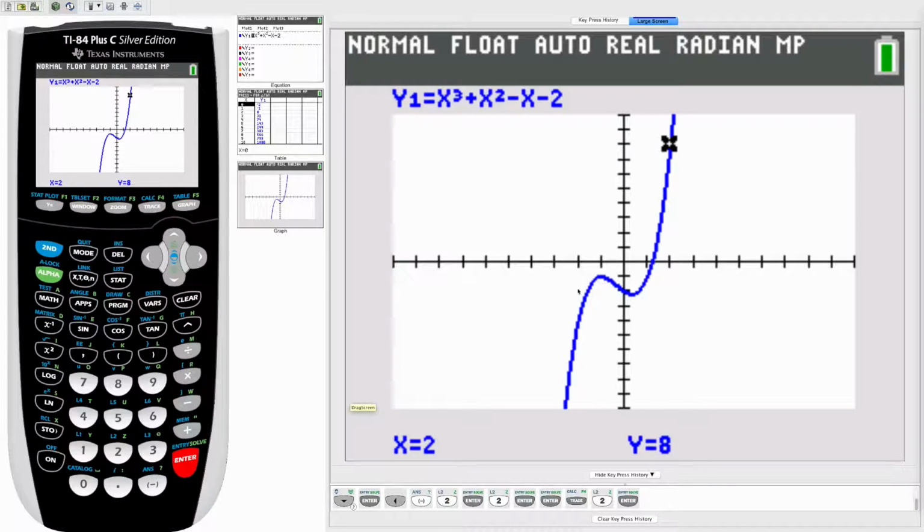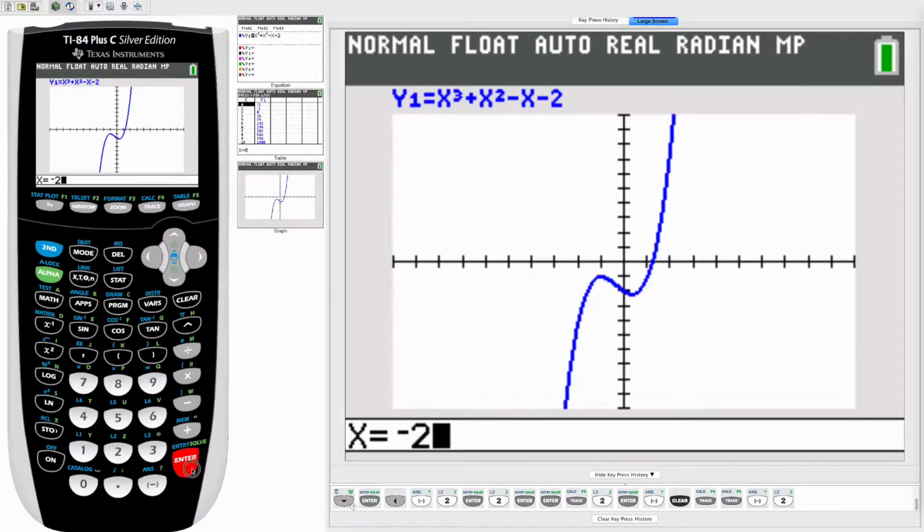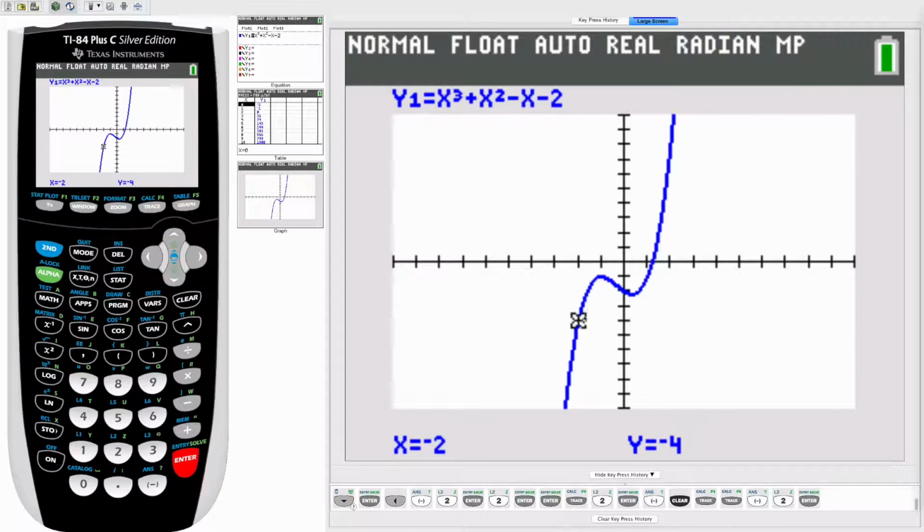Now the absolute min between -2 and 2, again, I'm just making up a random interval here. If I just hit trace again and then this time hit -2 and then hit enter, it would tell me what that value is at -2, which is -4. So the absolute min in this case between -2 and 2 would be -4.